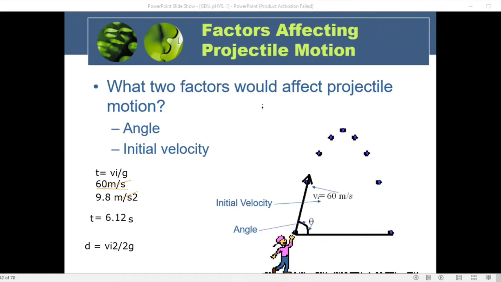So, sige, let's have this. Your initial velocity on the given is 60 meters per second, since we're talking about velocity, over 2 times 9.8 meters per second squared.